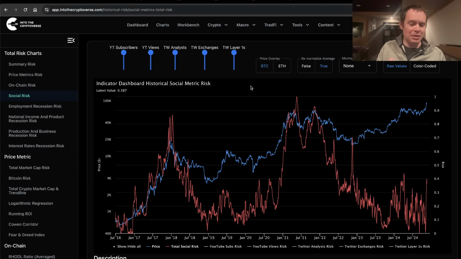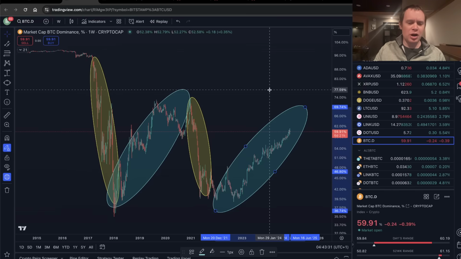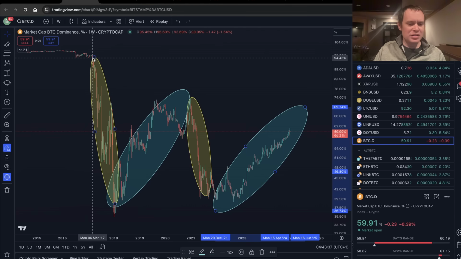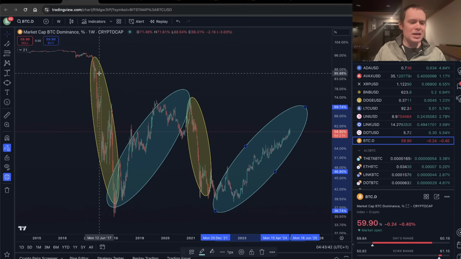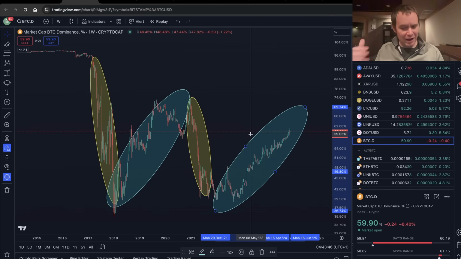And the reason we're talking about this is because the social risk helps us identify if alt season is actually occurring or if it's just another premature call. So if you were to go over to the Bitcoin dominance chart, I've highlighted 4 different regions. This yellow region here was in 2017. And then this one here was in 2021. You can see in both cases, Bitcoin dominance aggressively fell after a Bitcoin USD rally.